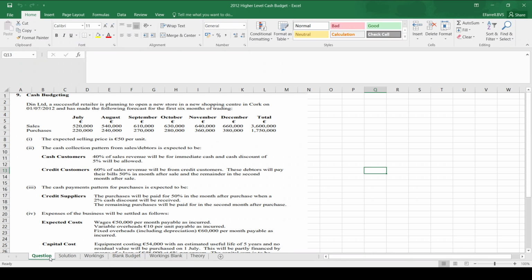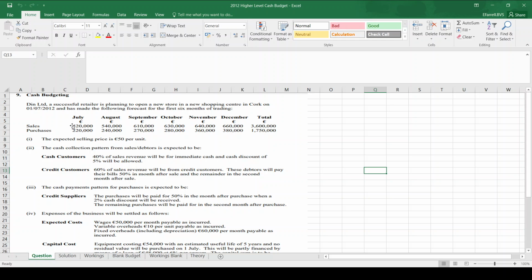In the question, it says that 40% of our customers are for cash and 60% are for credit, making up our total customers. Of the 60% that are on credit, 50% pay 1 month after, and the other 50% of the credit customers will pay the second month after. The cash customers, who are the 40%, receive a discount of 5% if they pay in cash.